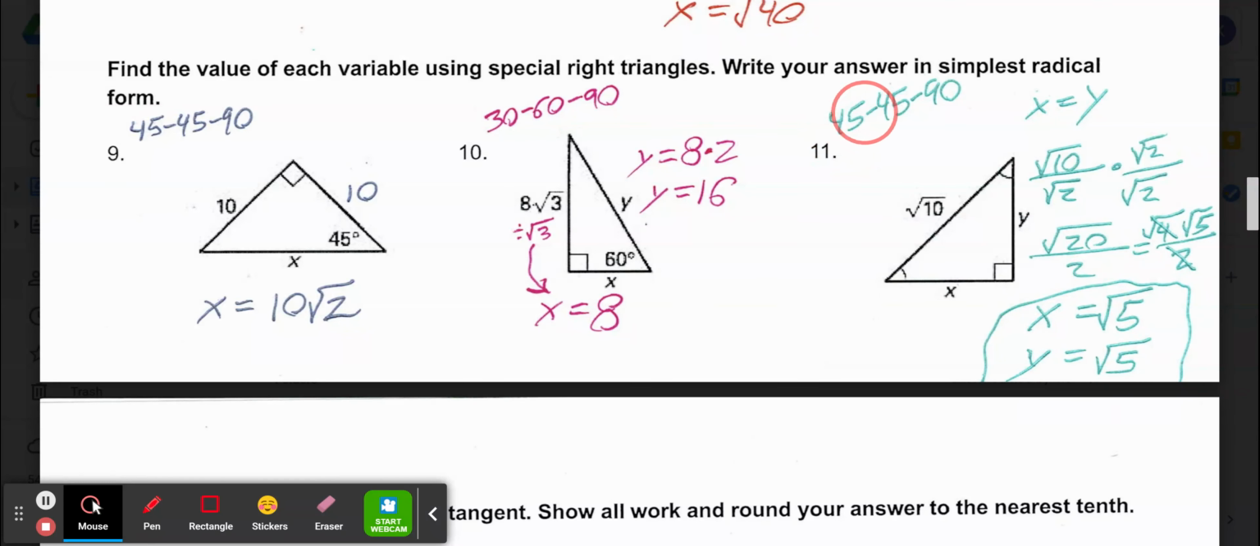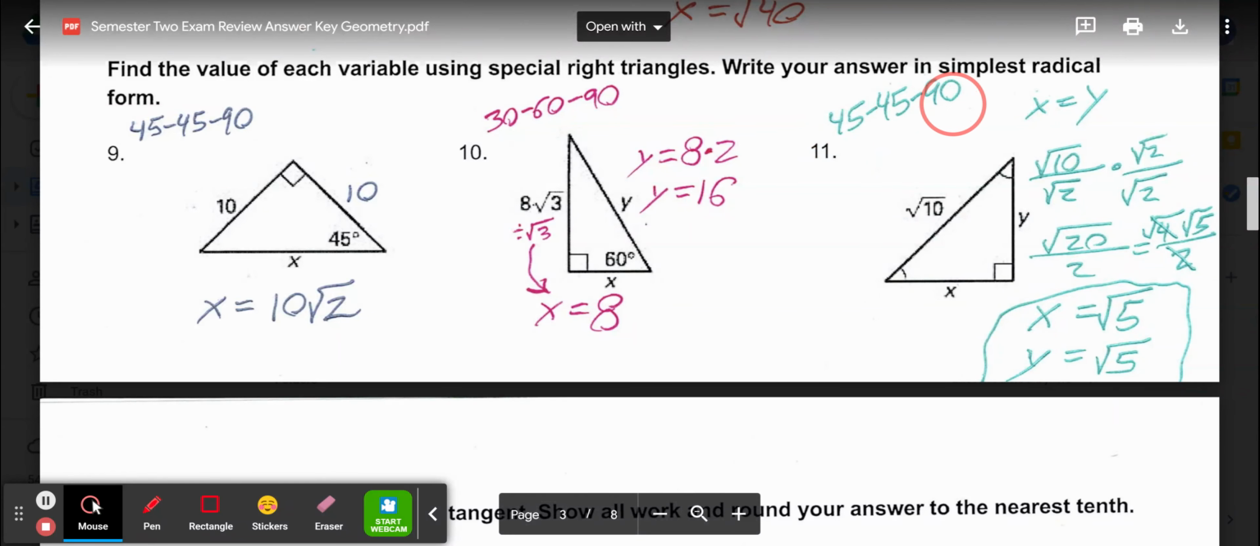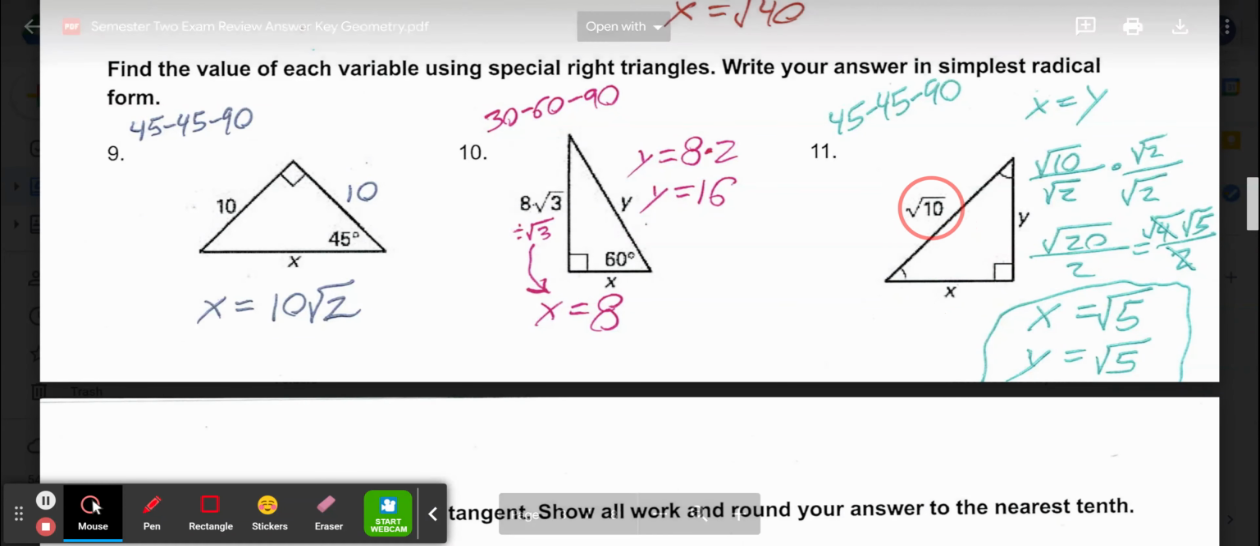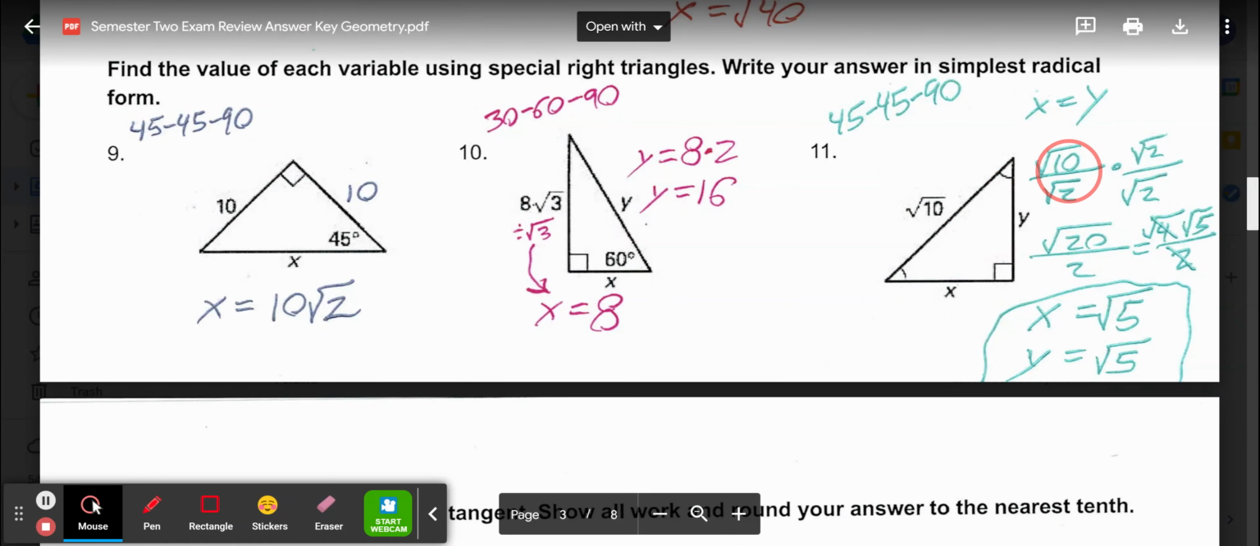And then in 11, we have a 45, 45, 90 again. So we know x and y are the same. So we would take square root of 10 divided by square root of 2, simplify that, so multiply top and bottom by the square root of 2, giving us square root of 20 over 2. Square root of 20 simplifies to the square root of 4, which is 2, so that cancels, leaving us with the square root of 5 for x and y.